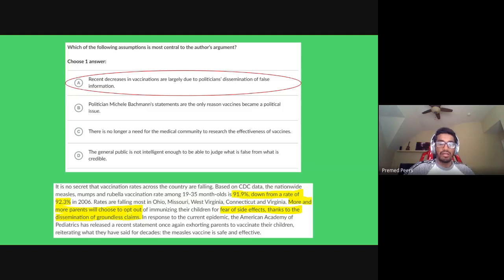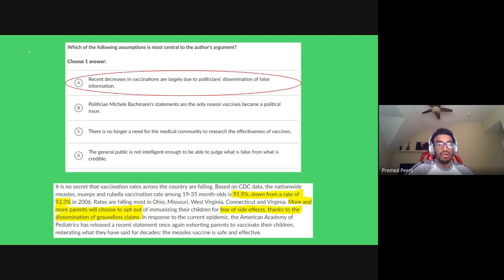So that, to me, pretty directly transfers to answer choice A, where it mentions decreases in vaccination and how that's due to dissemination of false information, or as the author puts it, groundless claims. So when we look at the other ones, we also have to consider how general the statement is, because we're looking at central to the author's argument.